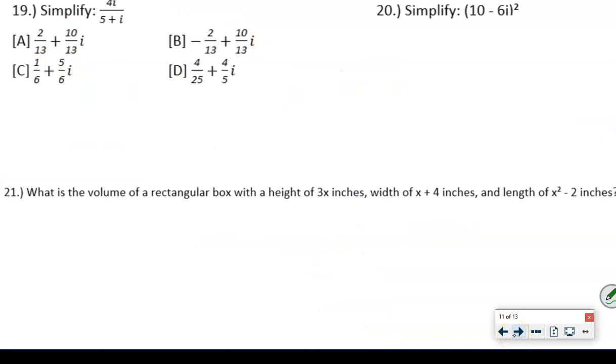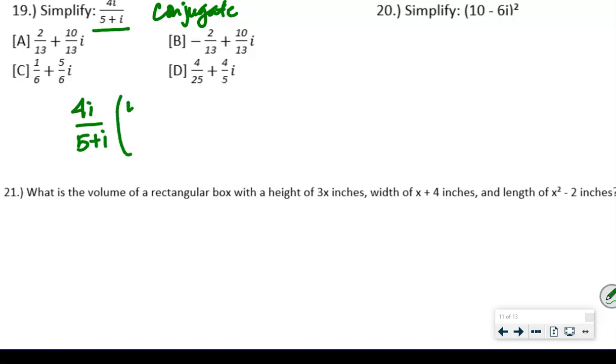All right, number 19. So this one says to simplify. So the first thing we have to do is find the conjugate. What is the conjugate, y'all? It's when we change the imaginary part of this problem only. So we're looking at this, okay? So it's going to be 4i over 5 plus i, and the conjugate of that is 5 minus i over 5 minus i. That's how we're going to use it. The conjugate is just the 5 minus i, y'all. But we're going to multiply it by the 5 over itself.